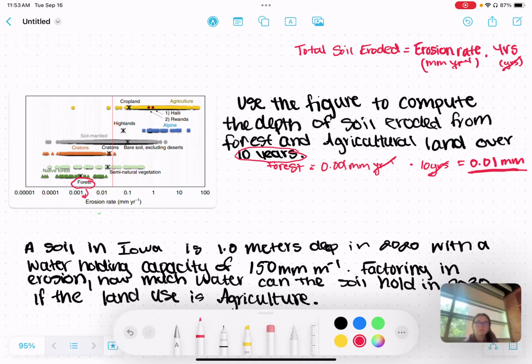Okay. To continue on with what I was saying, we would expect that the soil eroded from agriculture to be more, just based off of land use, right? We're tilling up the soil, we're constantly planting because we have row crops. So we would expect that the agricultural erosion would be higher than from the forest.